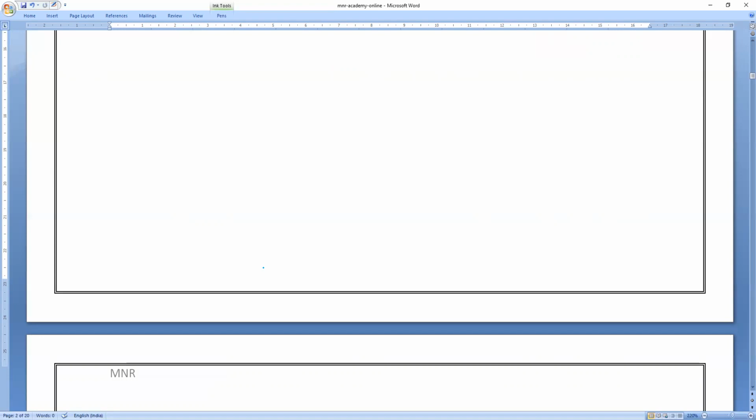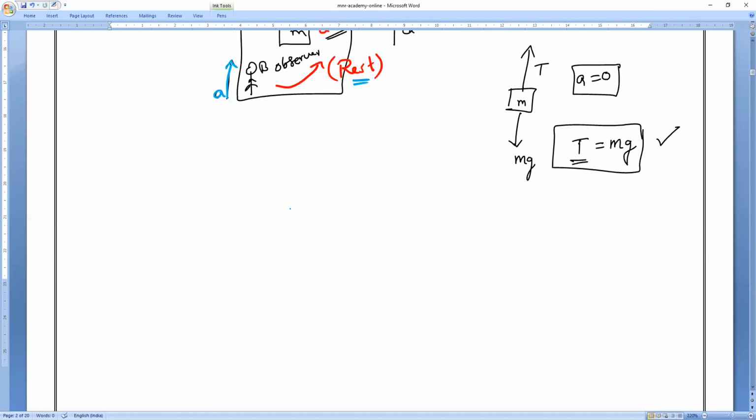Now, all of you remember, instead of a string you consider a spring. Use a spring balance and measure the weight, and see which is correct. That is what we should verify.